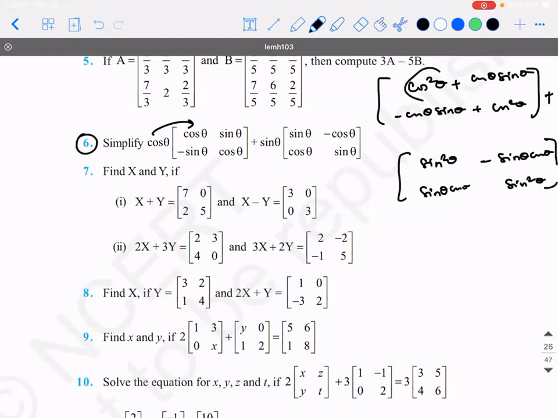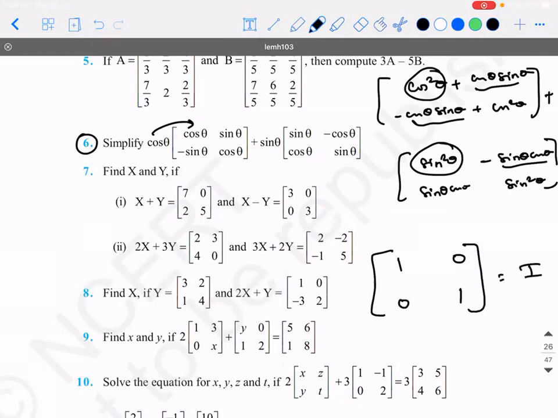Okay. So add both. Cos square theta plus sin square theta is 1. Cos theta sin theta minus sin theta cos theta is 0. Cos theta sin theta minus cos theta sin theta plus sin theta cos theta is 0. Again, cos square theta plus sin square theta is 1. You get an identity matrix of order 2.